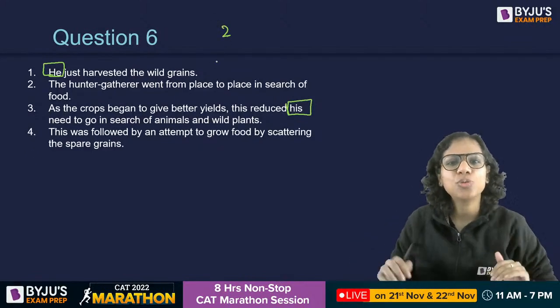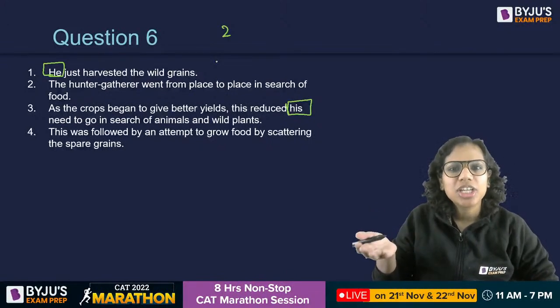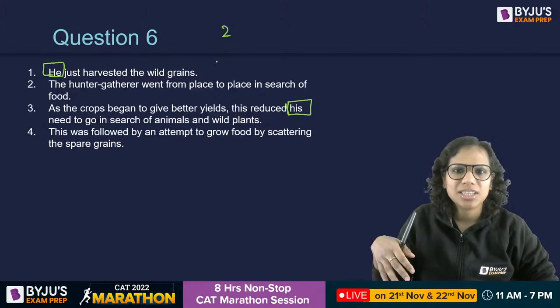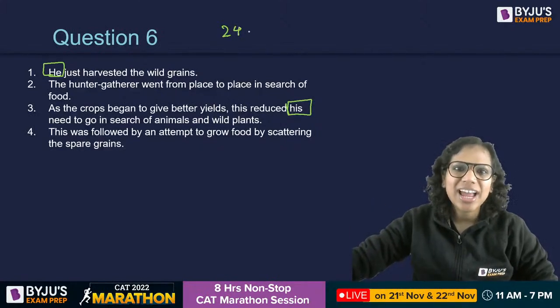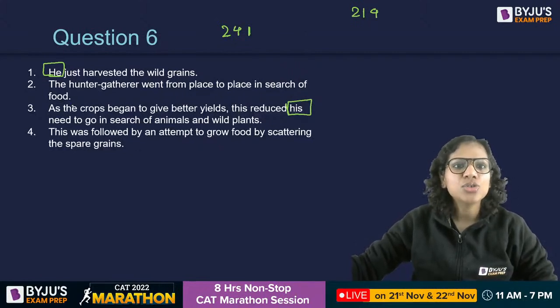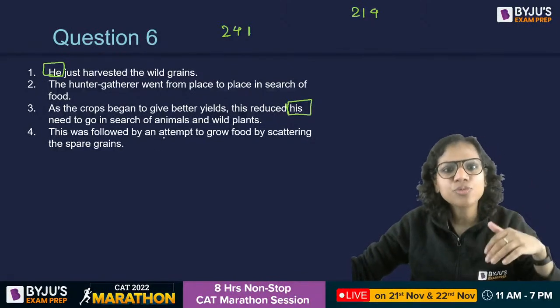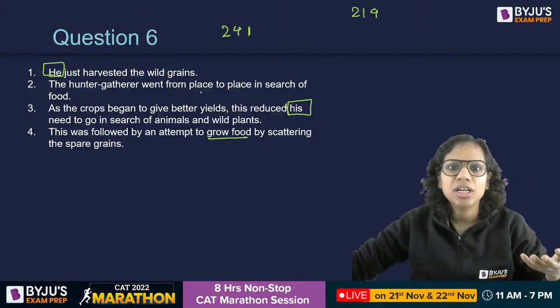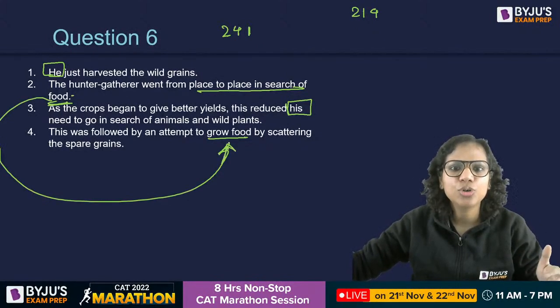So here we had to proceed very logically and methodically. See, first you will grow grains, then only you'll be able to harvest them, isn't it? So first will come four, and then will come one, not vice versa. You can't harvest something before growing it. So the hunter gatherer went from place to place in search of food. This was followed by an attempt to grow food. Earlier, he went place to place in search of food. This was followed by an attempt to grow food.